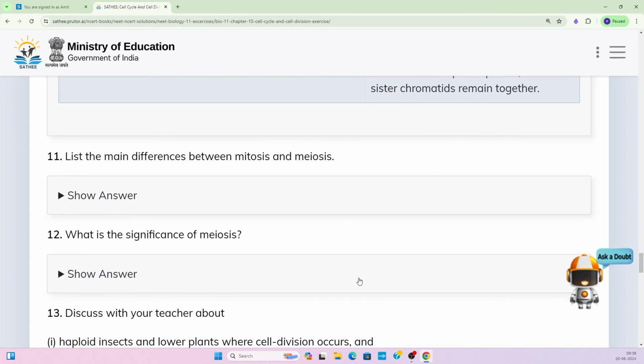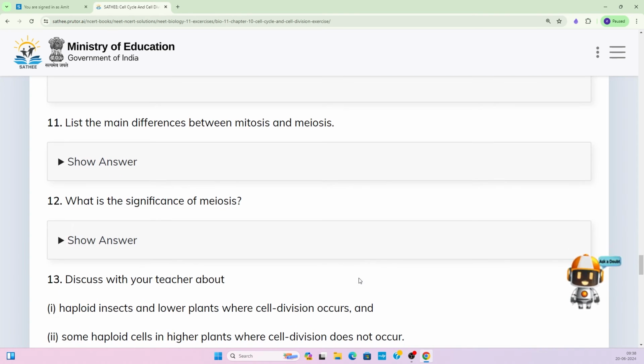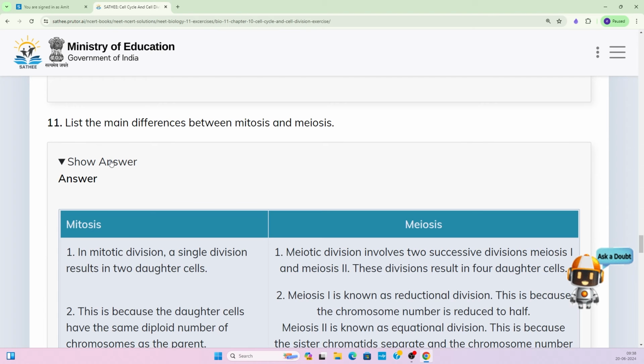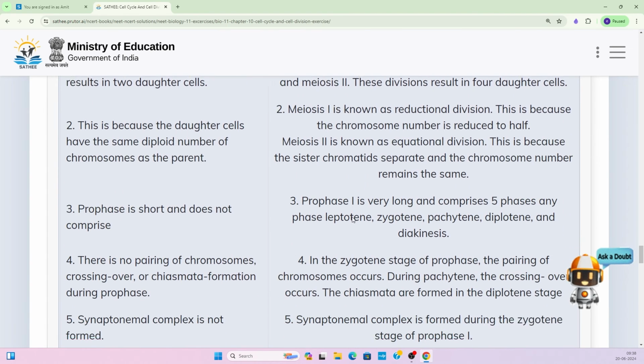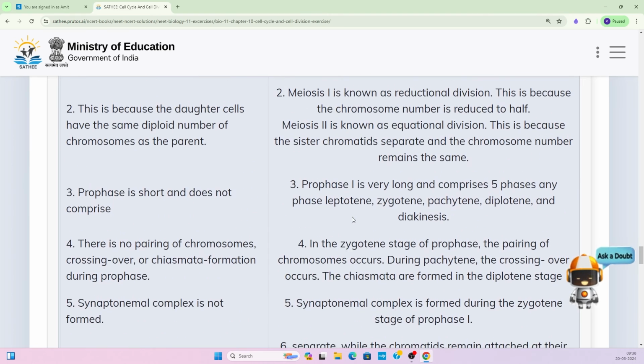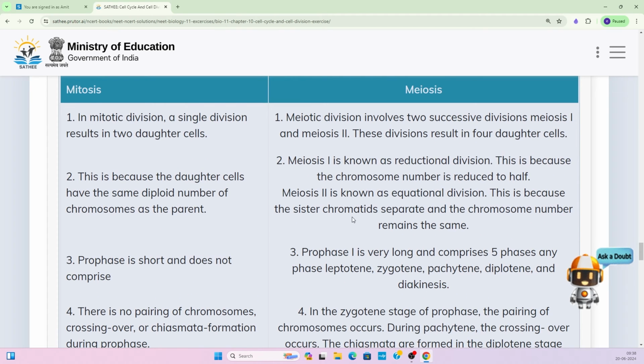Moving to our next question. List the main difference between mitosis and meiosis. There are a number of differences, so let us discuss some of them. What is the difference between mitosis and meiosis?